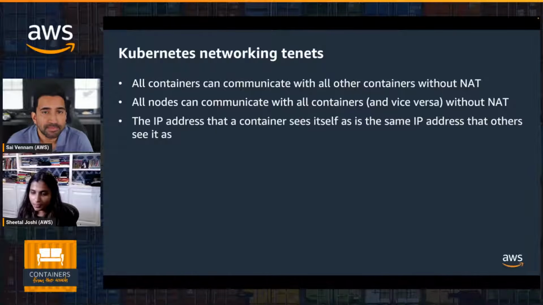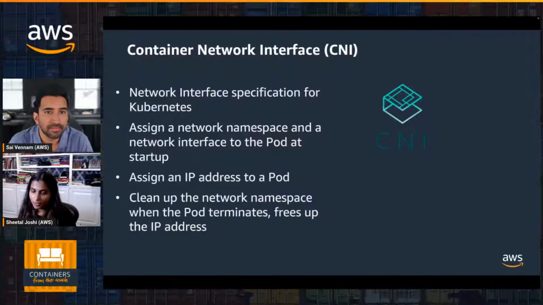So Kubernetes networking tenets, as we all know, mandate that all containers should be able to communicate with other containers without any complex NAT being involved. And also the IP address that the container sees itself is the same IP address that others see as well, right? So how does Kubernetes solve this networking problem? Something called the Container Networking Interface.